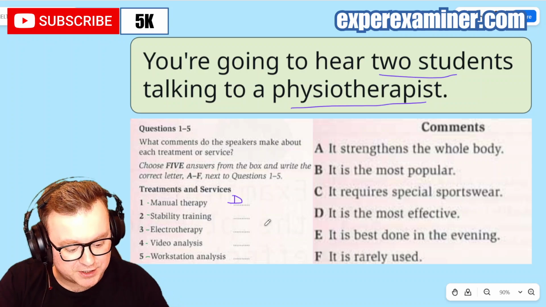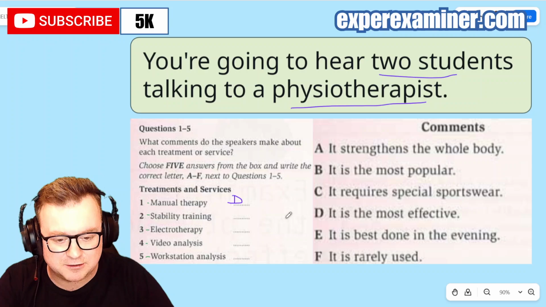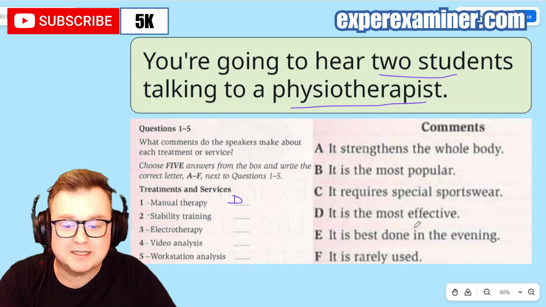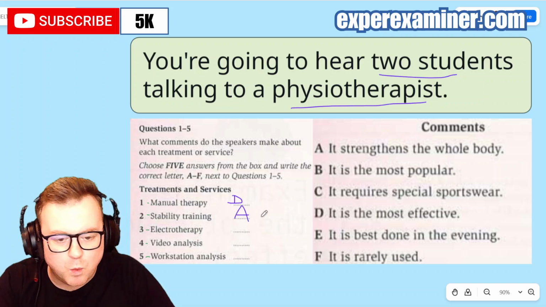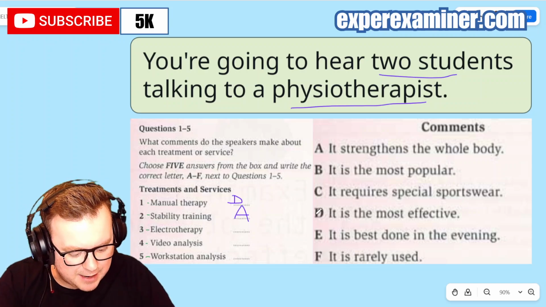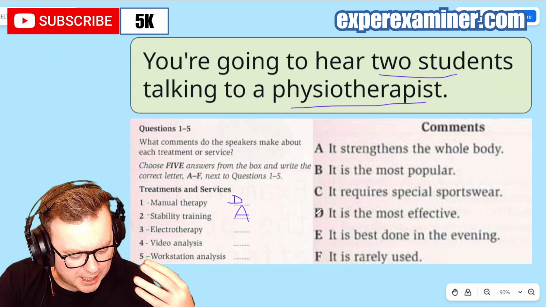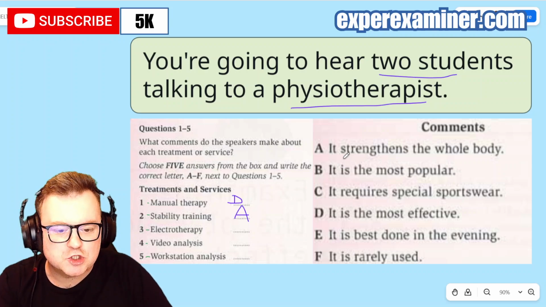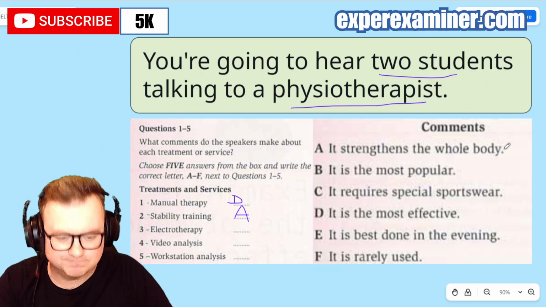It's the most effective. The key bit of language that I wrote down: it gets results more quickly than anything else. That's the paraphrase. It's the most effective. It gets results more quickly than anything else. Great. 2, stability training. That one was A. Why? It strengthens the whole body. The boy mentioned the back and the neck, and then the girl came in and she said it works on everything and gives you more power, strength, power. It works on everything, whole body. Again, you can see these clear paraphrases.